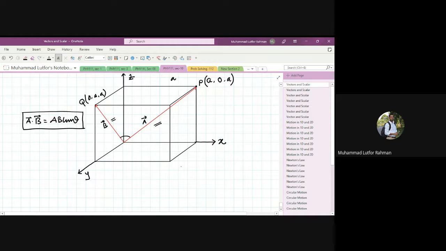Right. If I know that point, then I can find out this vector a. It would be a i hat plus 0 j hat plus a k hat. Ultimately, this vector would be a i hat plus a k hat. By the same analogy, I can write down the vector b would be a j hat plus a k hat, right?